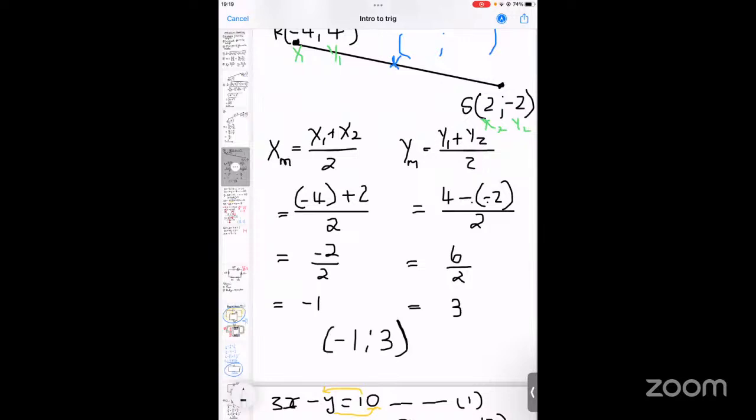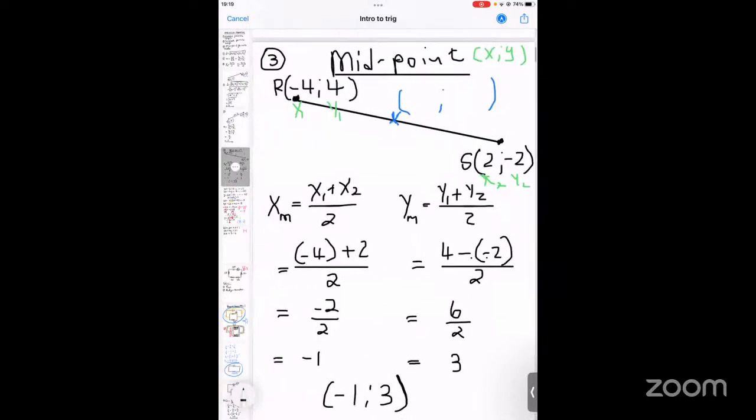So the coordinates can only be represented like that. So that means these are the coordinates of the middle point, -1 and +3.